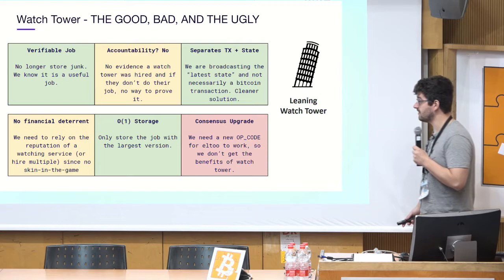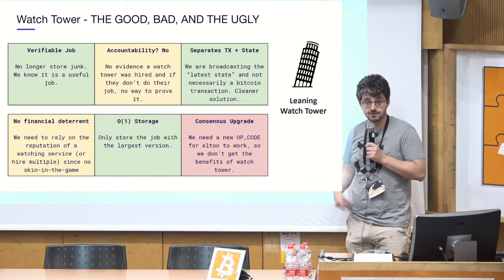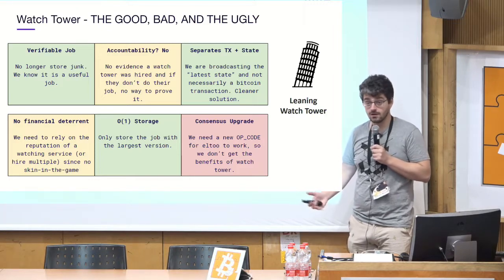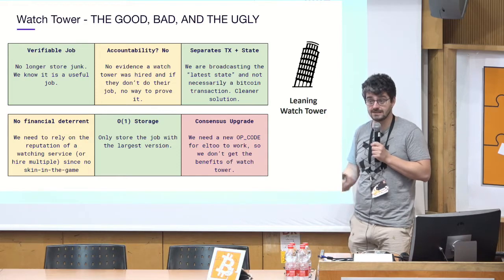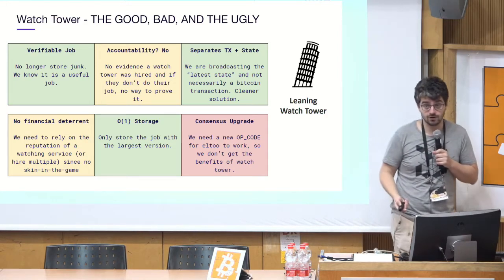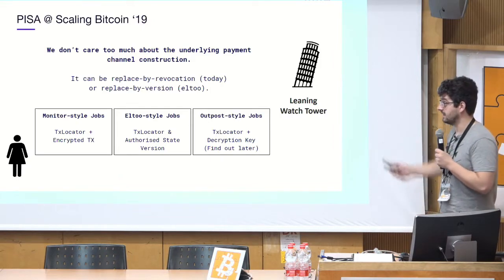But of course, the ugly is that this requires a new opcode, a new consensus rule. And this is why these conferences are really important. Part of these talks is to motivate that we need these new opcodes, because it really simplifies building layer 2 protocols.